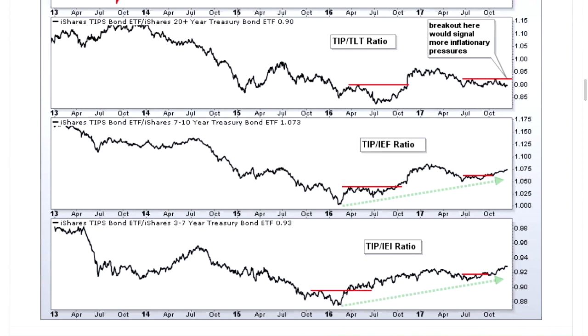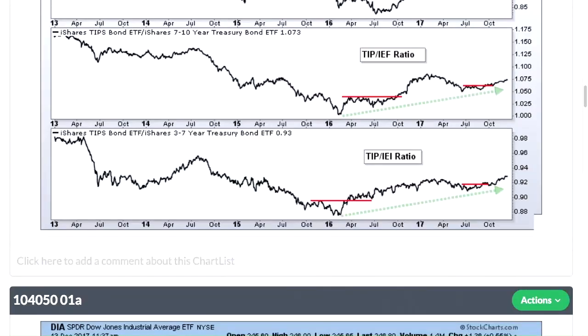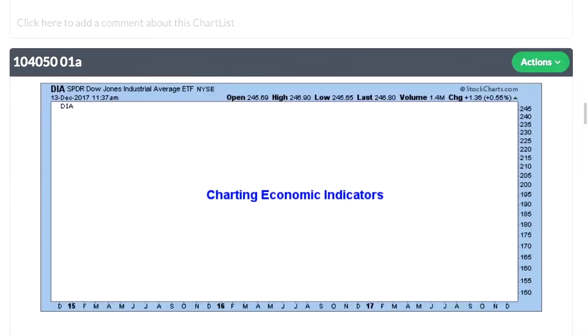So what does that mean if inflationary pressures are increasing? Well, it probably means that the Fed is going to be pressed to raise rates. And the Fed just happens to have a meeting today. So I wanted to take this one step further and look at some economic indicators.